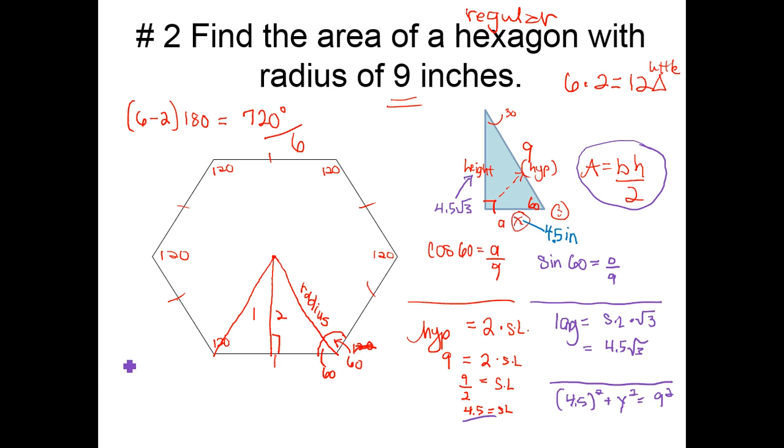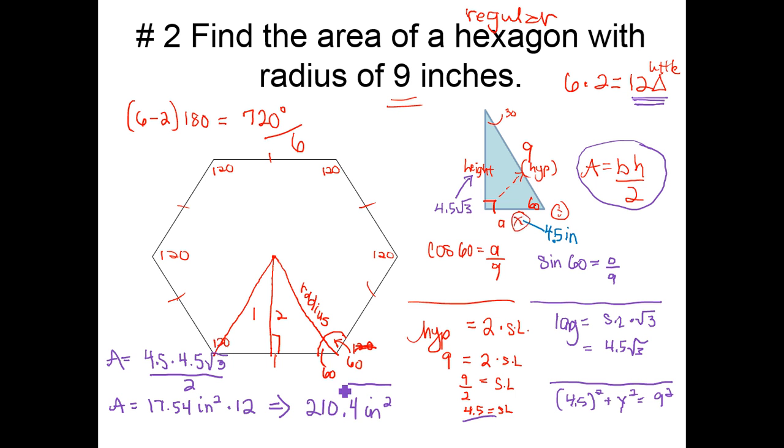So let's find the area of that one little triangle. It's base times height divided by 2. When I plug that into my calculator, I get 17.54 inches squared. That's the area of that little triangle. And remember, there's 12 triangles, so we take that times 12, and our total area is going to be 210.4 inches squared.